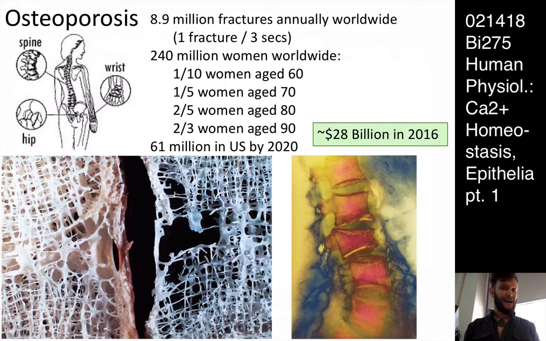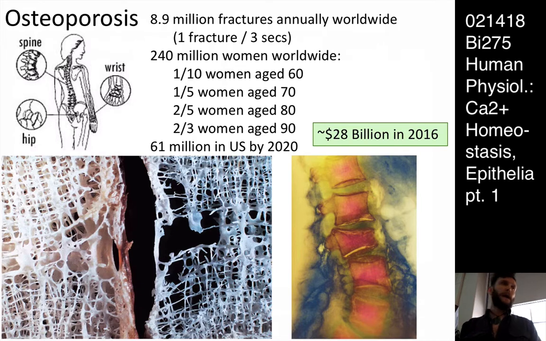We're not going to go through the complex way in which estrogen affects osteoclasts and osteoblasts in your bones, but it does. So this is going to be about 61 million women altogether in the United States by the year 2020. That's a lot. By 2020, there's only going to be 350 million people in the United States. That's about 1/6 of the U.S. population. 1 in 6 people in the United States are going to be suffering from osteoporosis. Okay, so what?